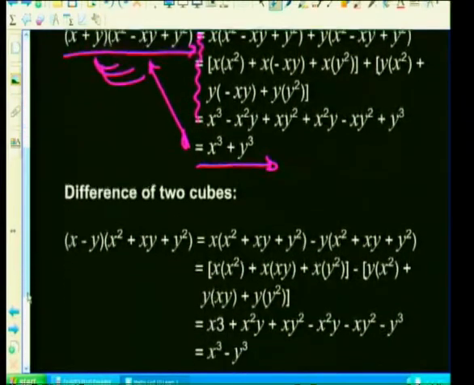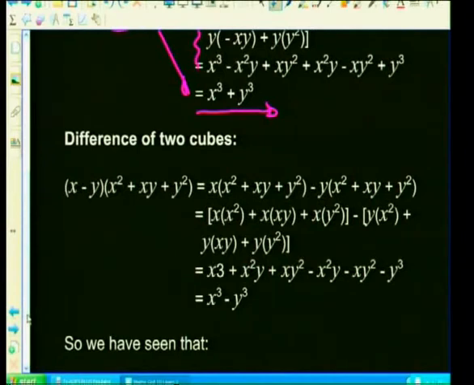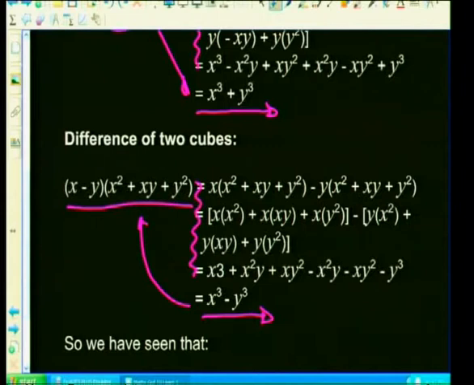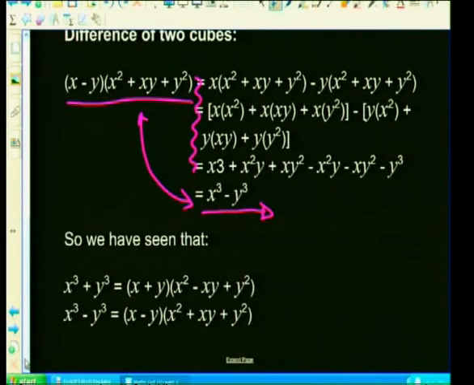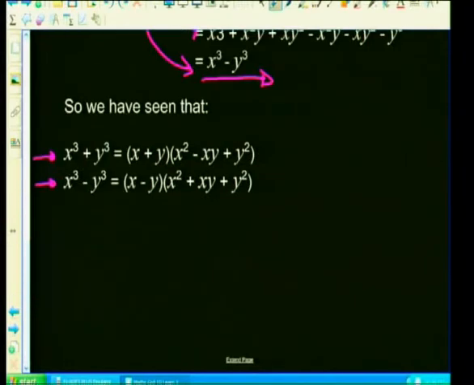Let's have a look at another one. Here we take a binomial and a trinomial, and we multiply out and we do all our rainbow sums and gather like terms, and we land up with the difference of two cubes. So that factorized form is exactly the same as that expanded form. To summarize, we've got x cubed plus y cubed to give us those two brackets, and x cubed minus y cubed to give us those two brackets. I'm going to do a couple of examples for you.